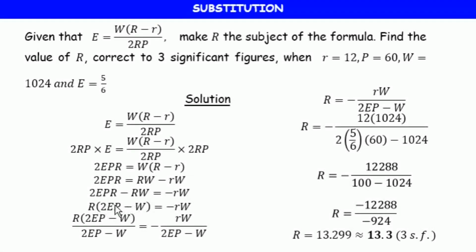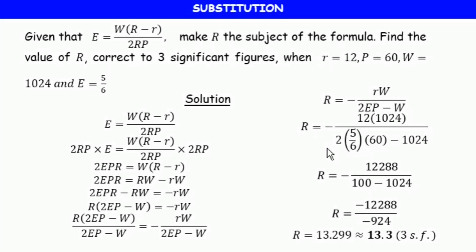Then we factorize the capital R out. So we're going to have capital R into bracket 2EP minus capital W, all is equal to negative small r W. We want to make capital R the subject, so we divide both sides by 2EP minus W. That gives us capital R is equal to negative small r W all over 2EP minus W. So this is R made the subject.